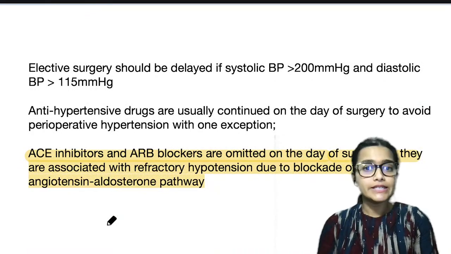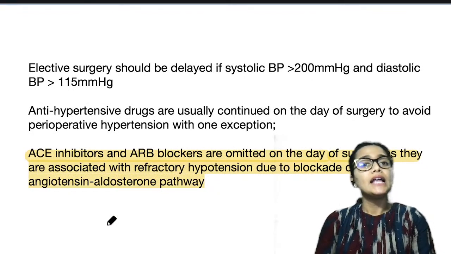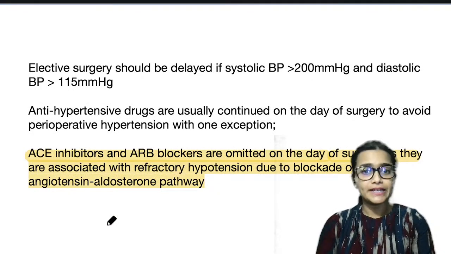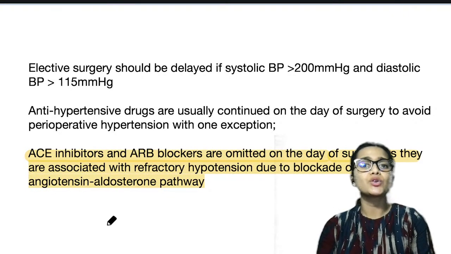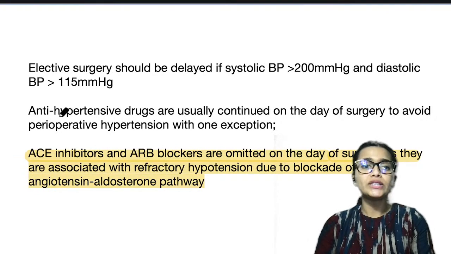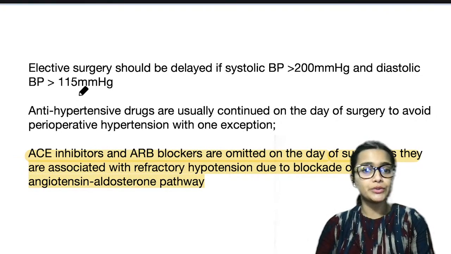So in Miller's textbook of anesthesia, they say that elective surgery should be delayed if your systolic blood pressure is over 200 millimeters of mercury and diastolic BP more than 115 millimeters of mercury.